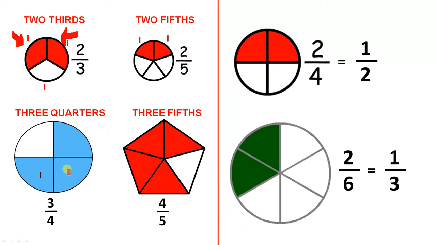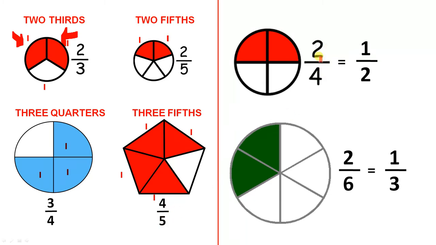3/4, there are 3 parts that are shaded, and there are 4 parts altogether, and that's why the fraction is 3/4. 4/5, 1, 2, 3, 4 parts are shaded. There is the 5th part, so that's why the fraction is 4/5.